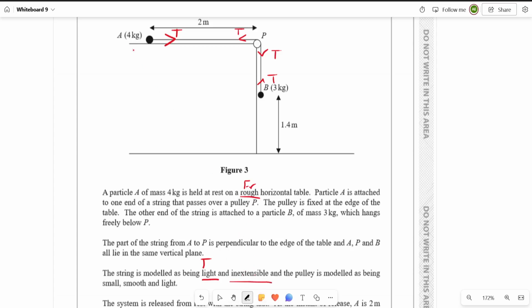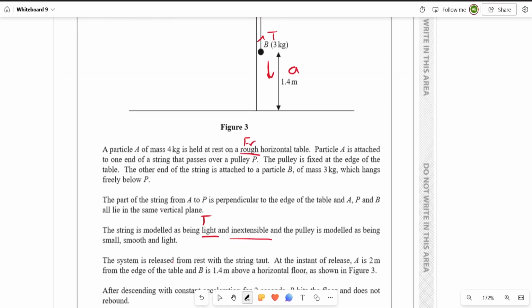Inextensible tells me that the acceleration on both sides of the string are equal. So if this ball is going to accelerate to the right with some value, this ball is going to accelerate downwards with another value, and these two acceleration values are the same. This is what inextensible tells me. Pulley is being modeled as small, smooth, and light. This basically tells you that the pulley doesn't have any weight, the pulley doesn't have any friction on it.